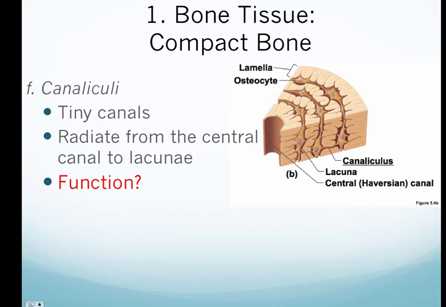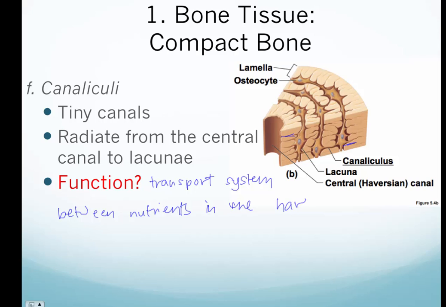Now, canaliculi are those tiny canals radiating from the central canal to each of these lacunae. And once again, they are this transport system for nutrients in the Haversian canal to osteocytes in the lacunae.